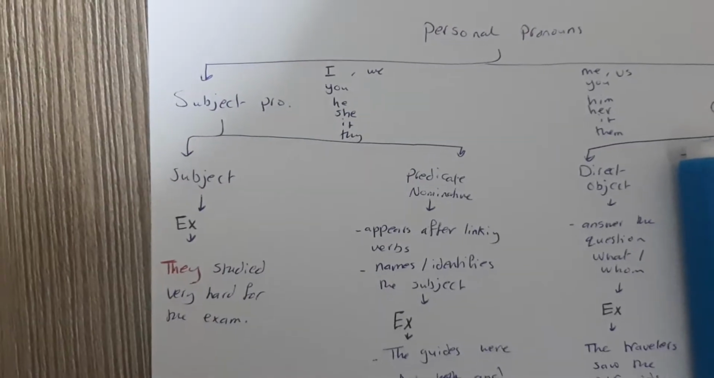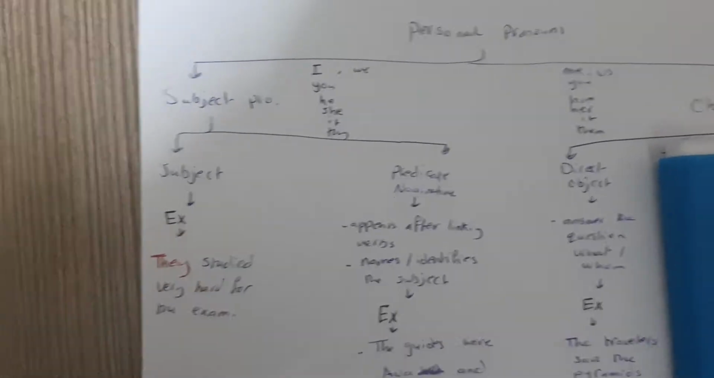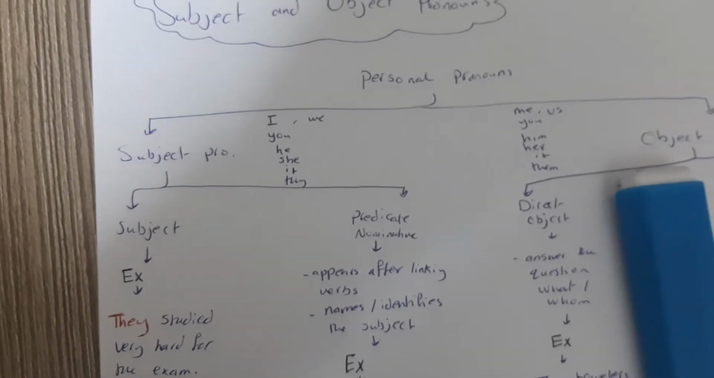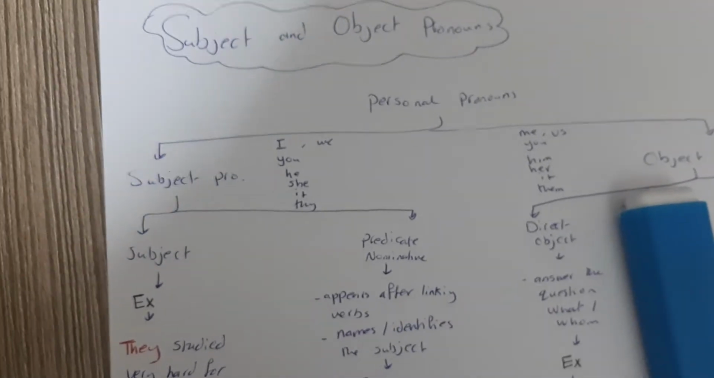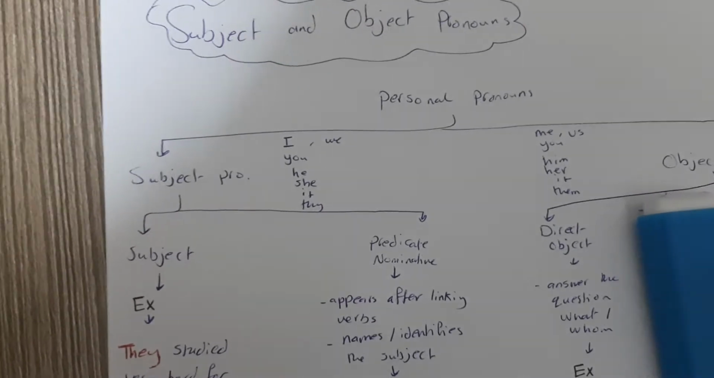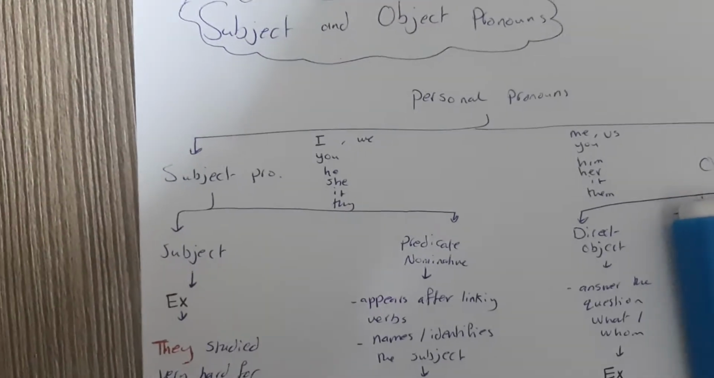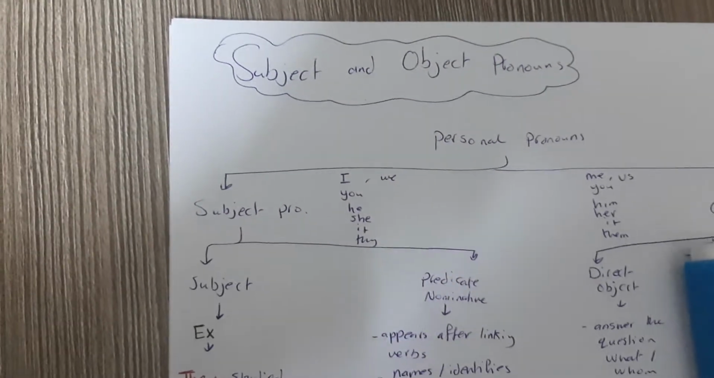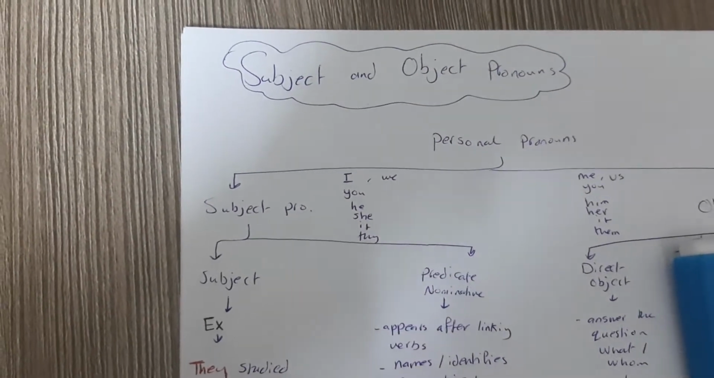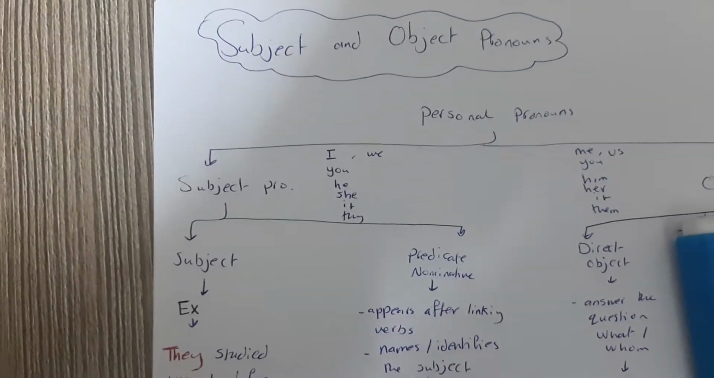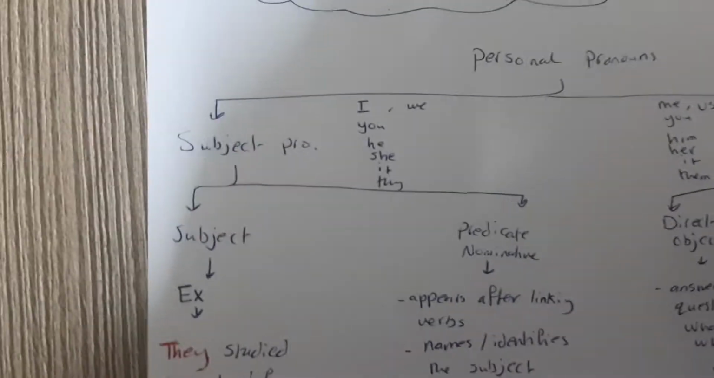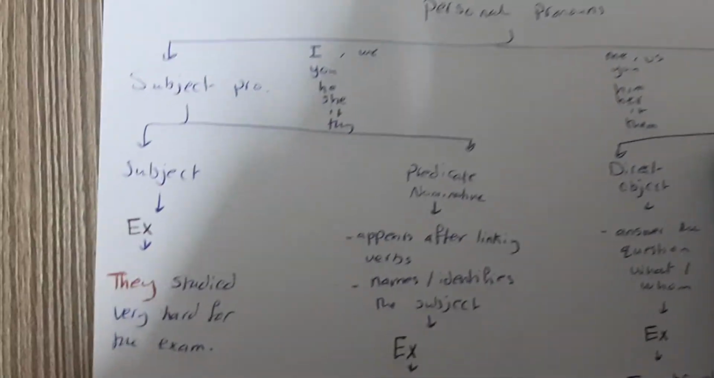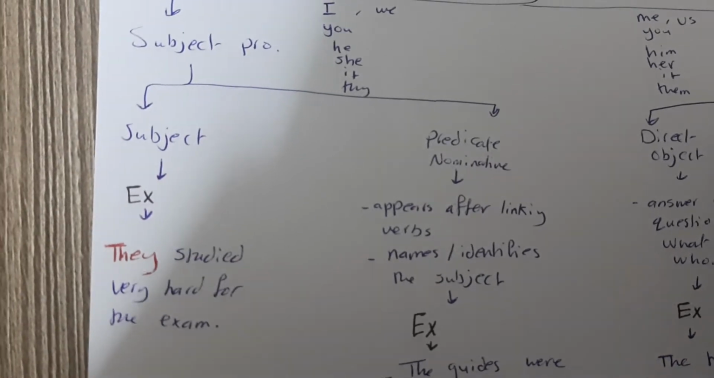Subject pronouns are like I, you, he, she, it, they, we. Now, to give you some advice, whenever you feel confused, just put them in a sentence. Like, I love you, you love me, he loves her, she loves. So put it in a sentence to know whether it's really a subject or not, okay? Now, subject pronouns can act as subjects and as predicate nominatives.